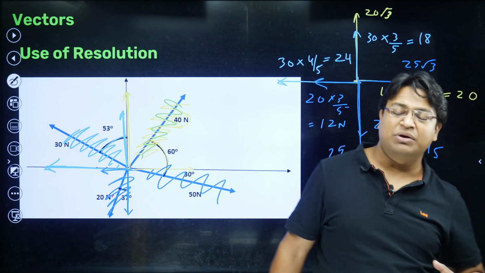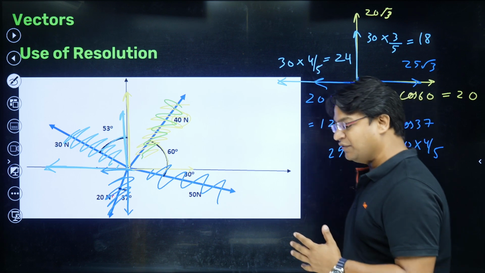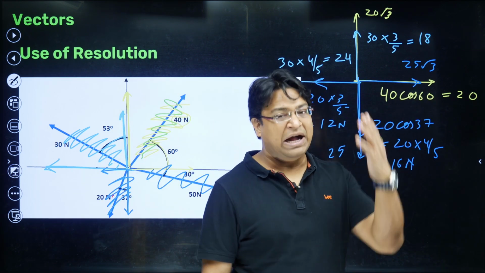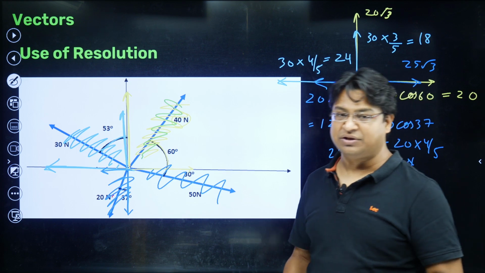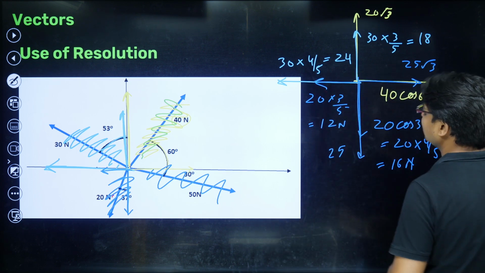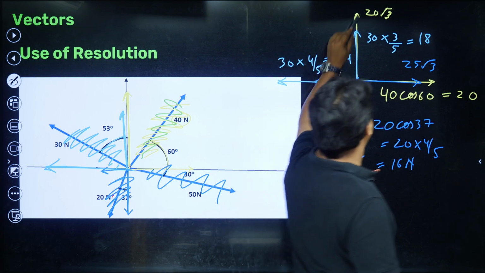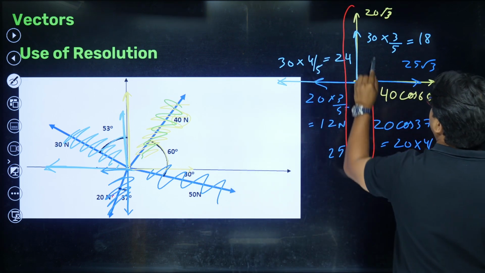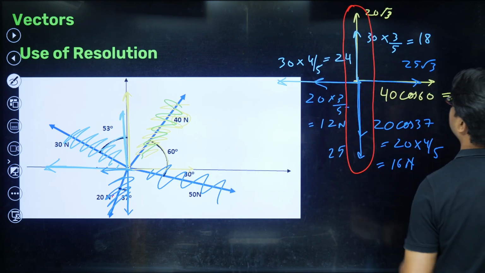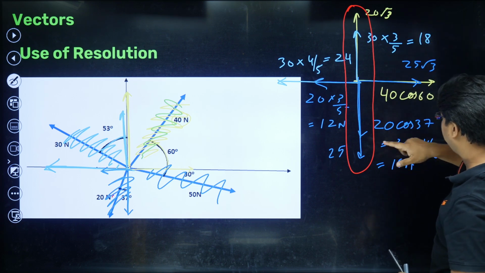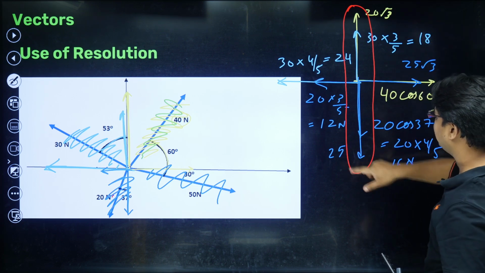Now how does it help us? If you notice carefully, among these 8 vectors, we have vectors which are either parallel or anti-parallel to each other. All the vectors which are along the y-axis will get added or subtracted among themselves. So these four vectors: upward we have 20 root 3 and 18, and downward we have 16 and 25.